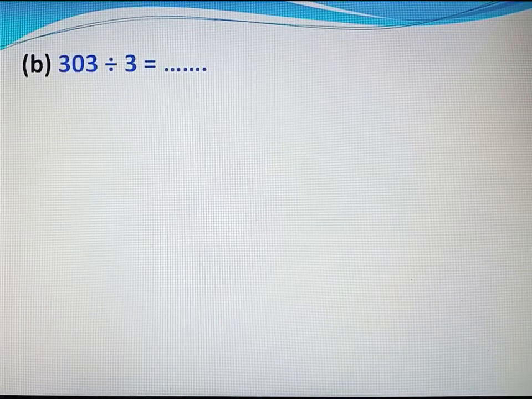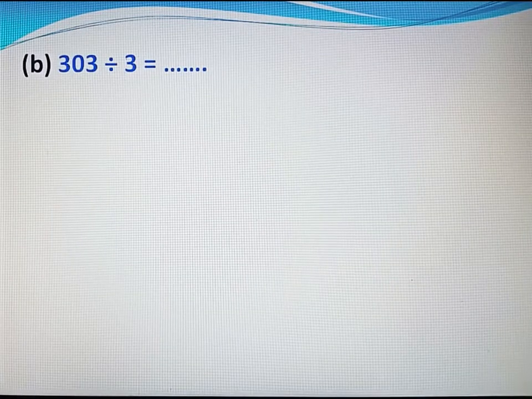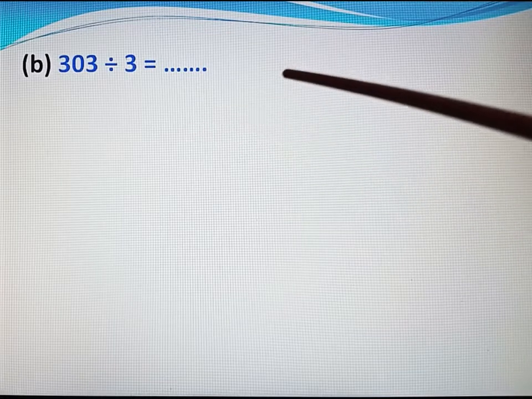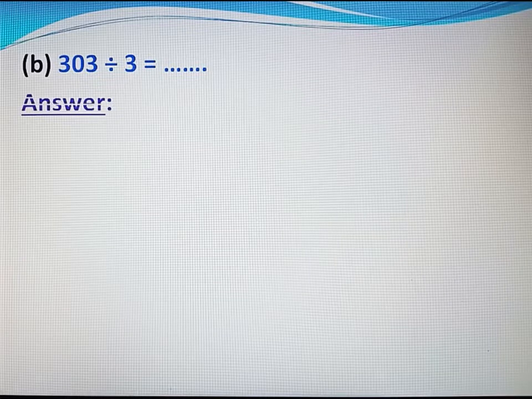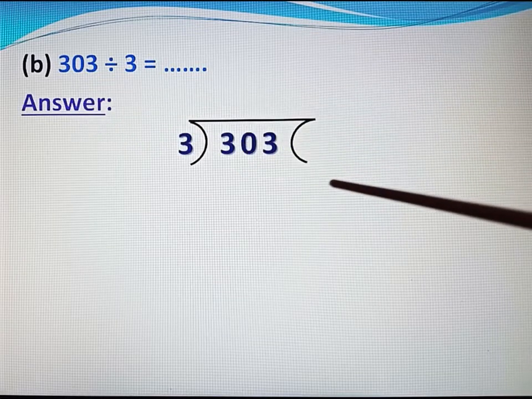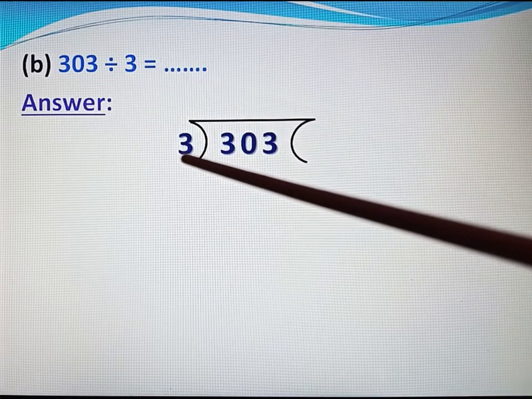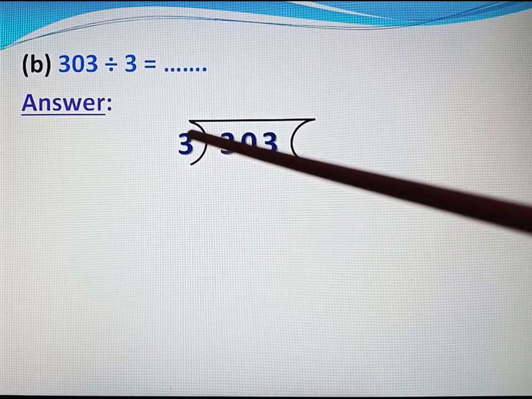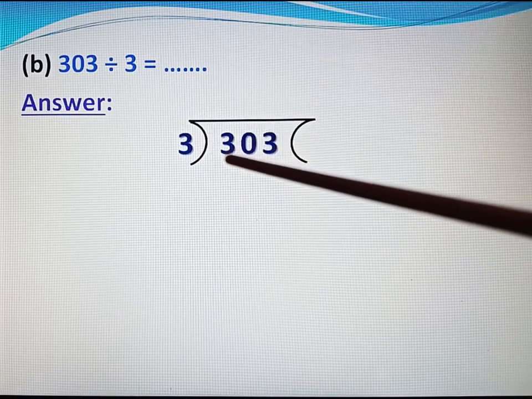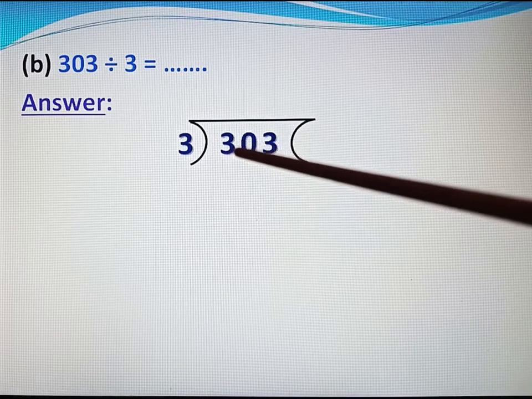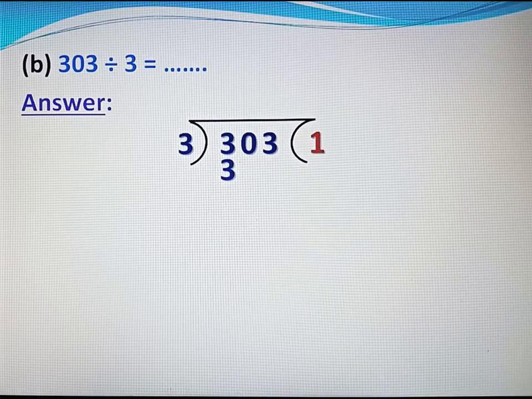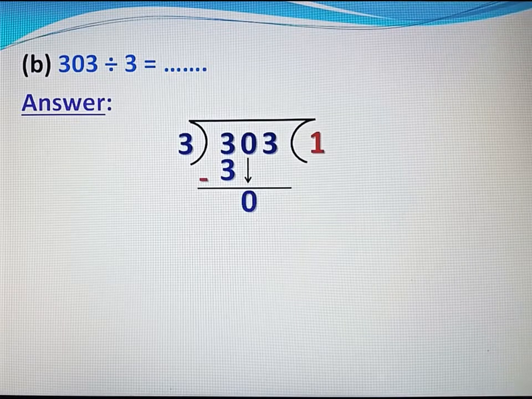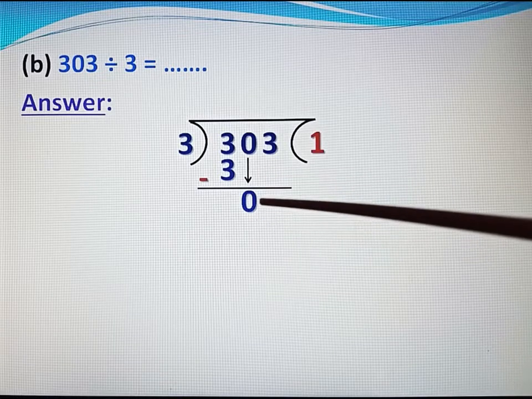B part. 303 divide 3 equal dash. We will divide 303 by 3. See, 303 is dividend, so we have written here, and 3 is divisor, so we have written on left side. Now we will multiply this 3 by that number so that it is equal to 3 or less than 3. It should not be greater than 3. So we will multiply 3 by 1. 3 1 are 3. And then we will do subtraction. 3 minus 3 0 and then we will take next number, that is 0.